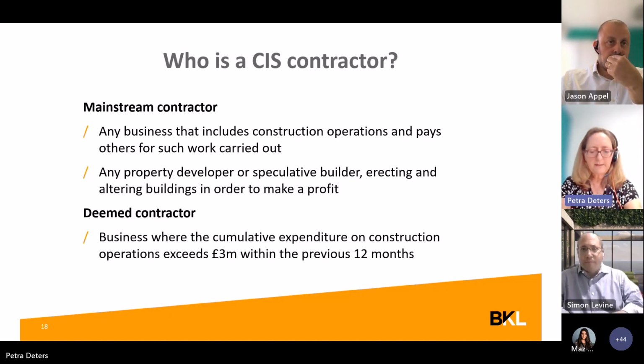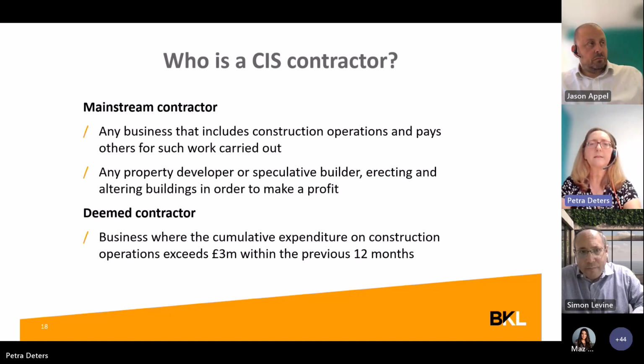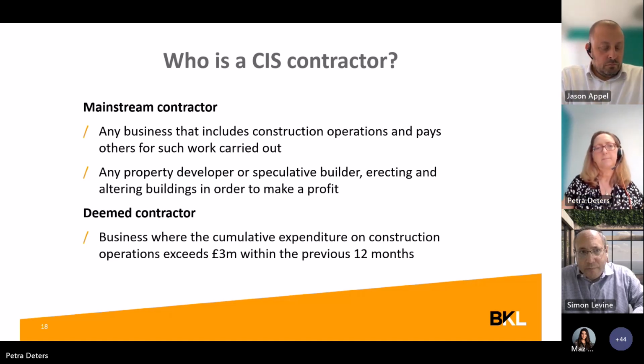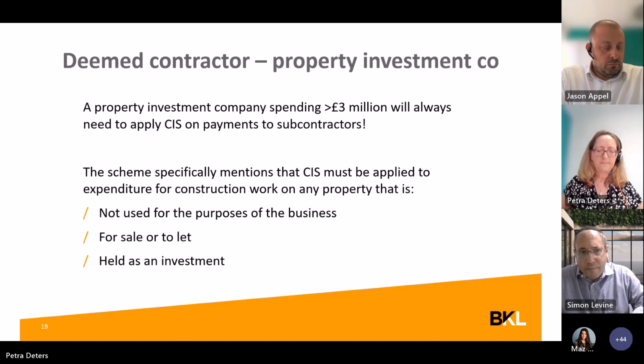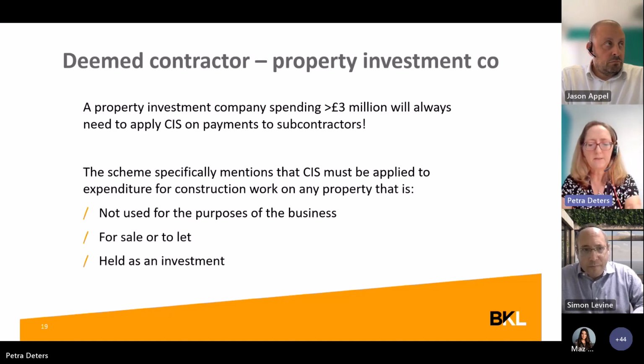A deemed contractor can be any other business where the cumulative expenditure on construction operations exceeds 3 million within the previous 12 months, and these are rolling 12 months. So a property investor that spends more than 3 million will always need to apply CIS on payments to subcontractors. The scheme specifically mentions that CIS must be applied on expenditure for construction work on any property that is not used for the purpose of the business.